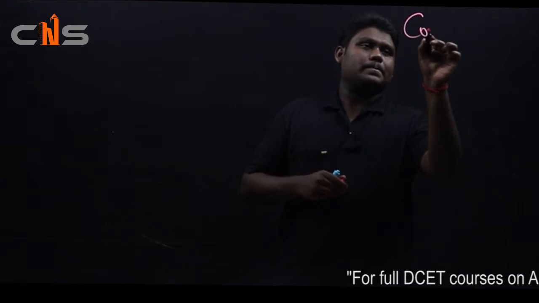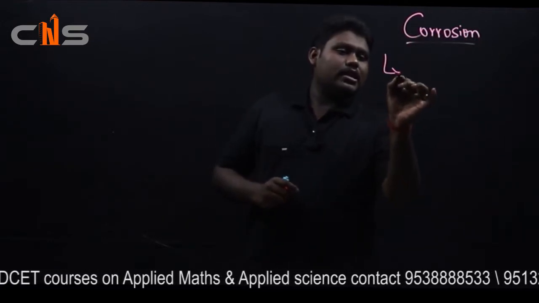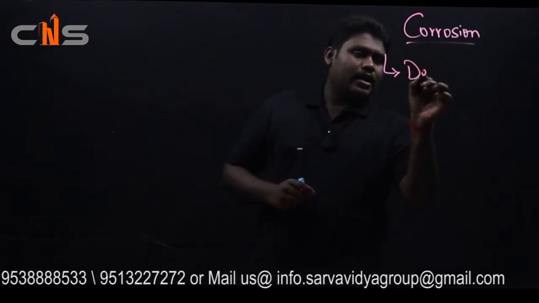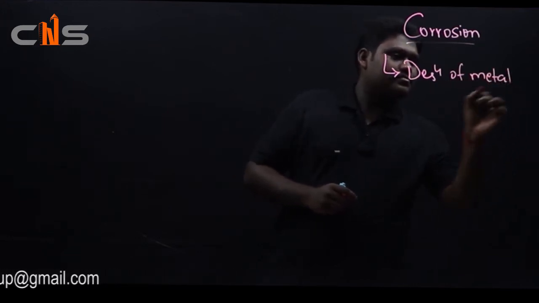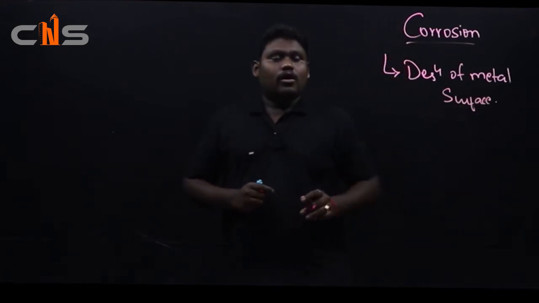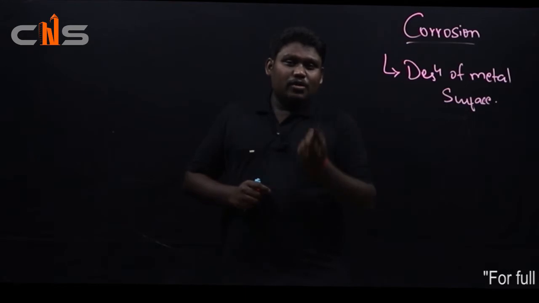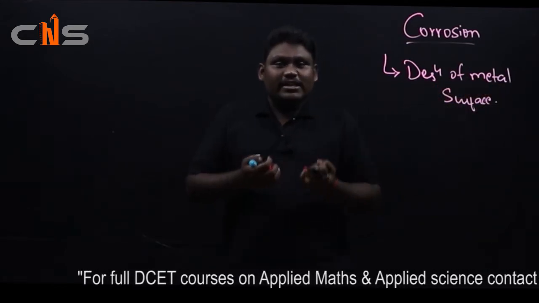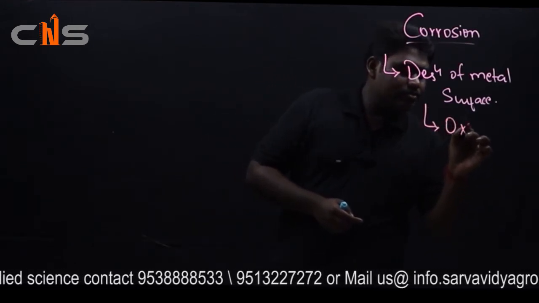Corrosion. So what is corrosion? In normal layman language, it is nothing but destruction of metal surface. Clear? So what happens when a metal surface is exposed to atmosphere? Due to the atmospheric factors, this metal surface deteriorates its strength. That is because of oxidation.